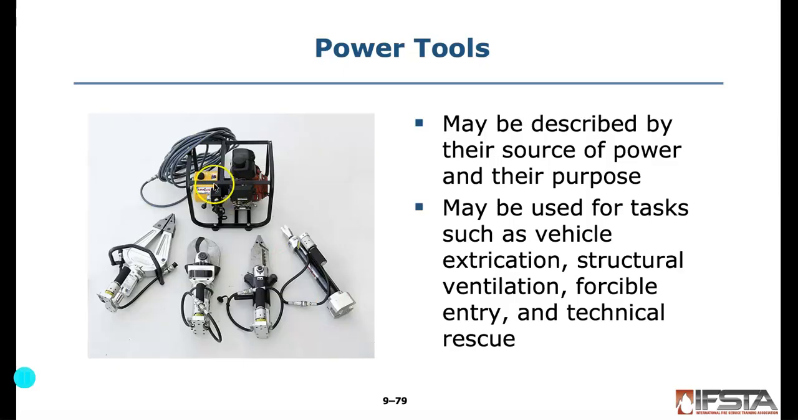These are hydraulic. You have a power unit that has hydraulic fluid in it. It runs through these hoses and it powers those using the hydraulic fluid. Again, we've moved to a lot of battery-powered tools that are also pretty effective and pretty efficient. So these may be used for tasks such as vehicle extrication, structural ventilation. Don't really use these tools for that. Chainsaws for structural ventilation, forcible entry, rotary saws, and then also technical rescue.